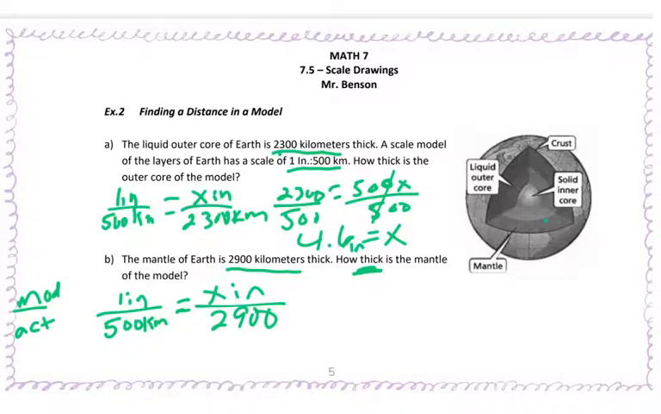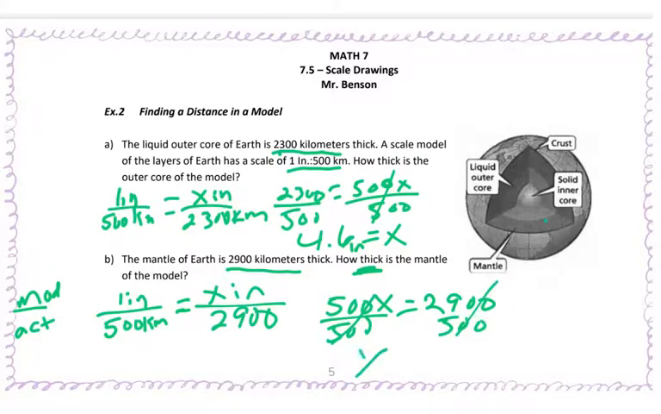I'm going to cross multiply: 500x equals 2,900. Divide by 500 on both sides to isolate x. I'm going to get x is equal to 5 8/10 inches.